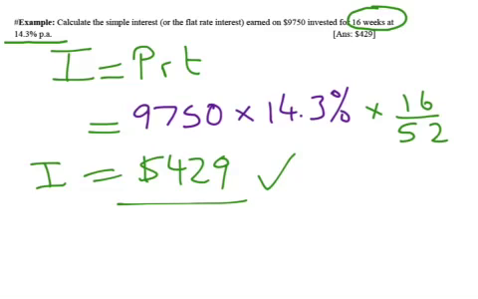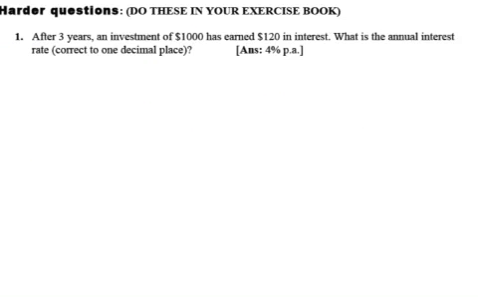Okay, next question. Now these are the harder questions. We're actually using the same formula as you did previously. Let's have a look. After 3 years, an investment of $1,000 has earned $120 interest. What is the annual interest rate? Well, first thing we do is write down the formula again.